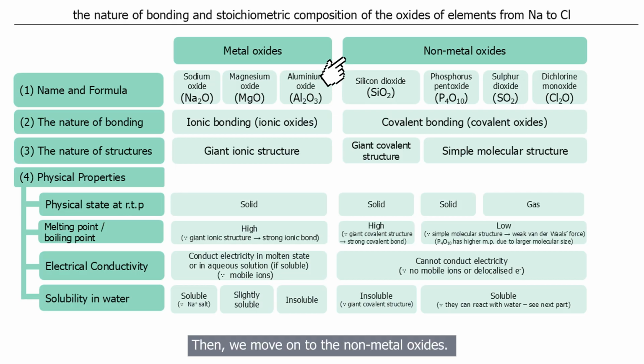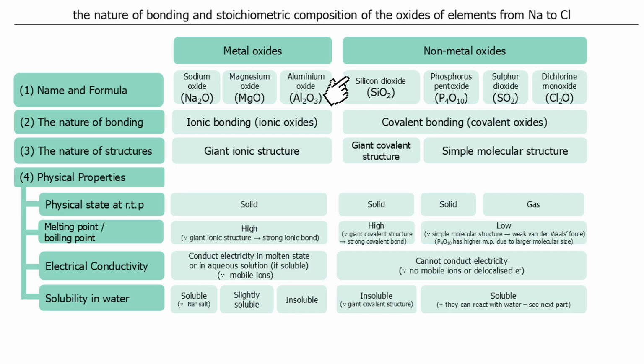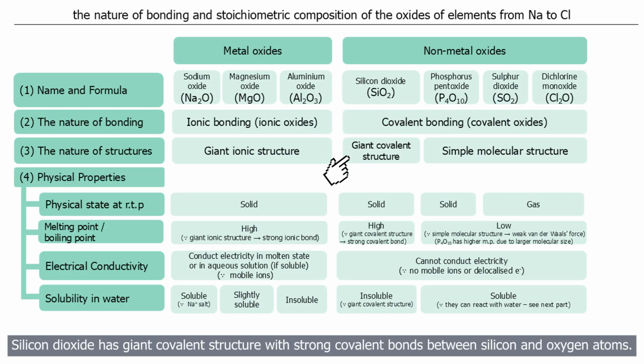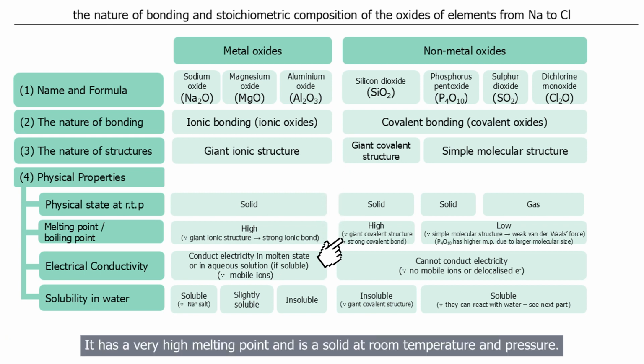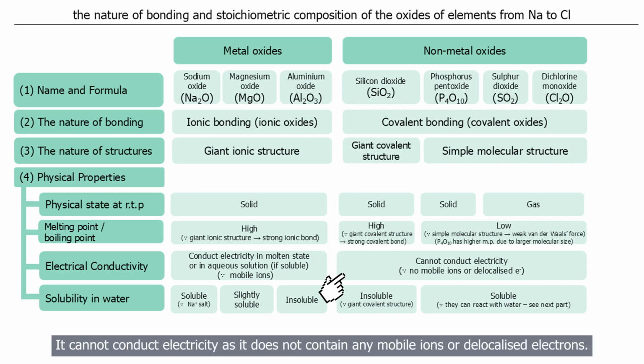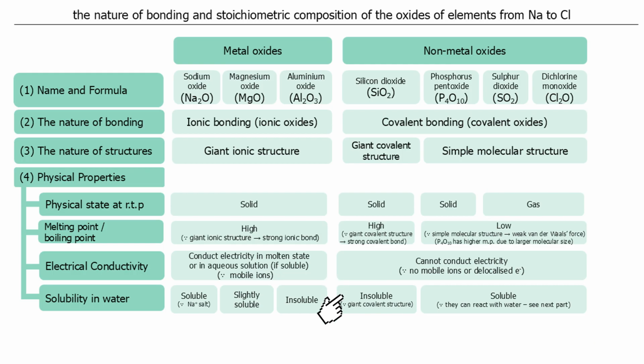Then, we move on to the nonmetal oxides. Silicon dioxide has giant covalent structure with strong covalent bonds between silicon and oxygen atoms. It has a very high melting point and is a solid at room temperature and pressure. It cannot conduct electricity as it does not contain any mobile ions or delocalized electrons. It is also insoluble in water.